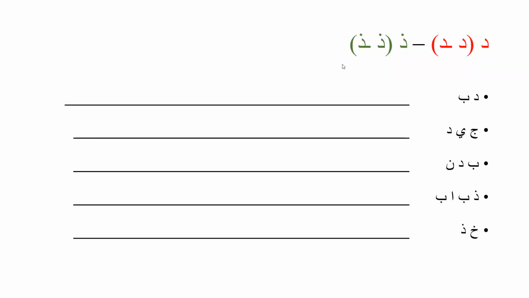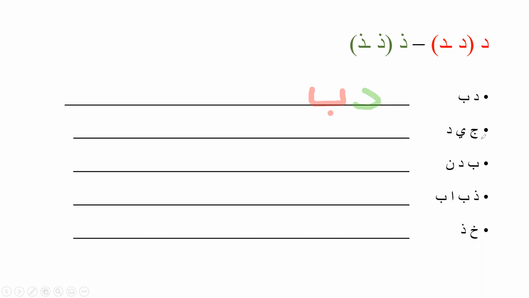So we have 5 examples. Here is dal ba. Here is my dal. It does not connect before, so we'll just write that like that. Dub, a bear, the animal, a bear.